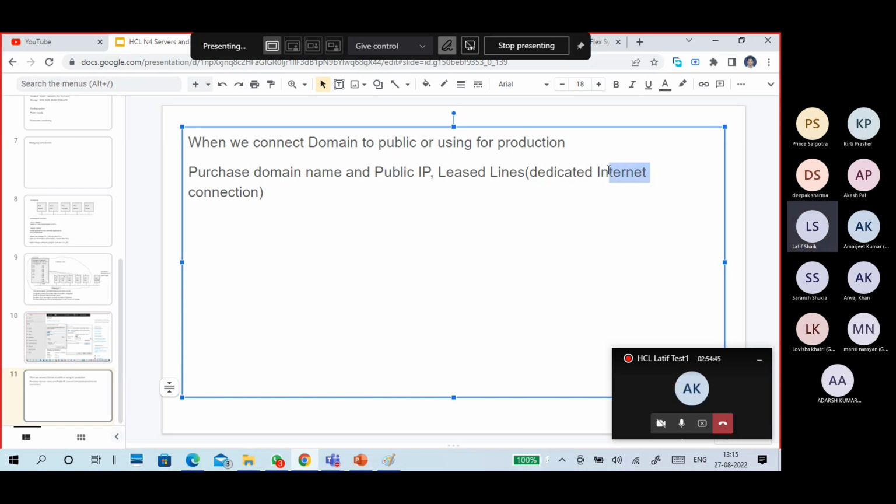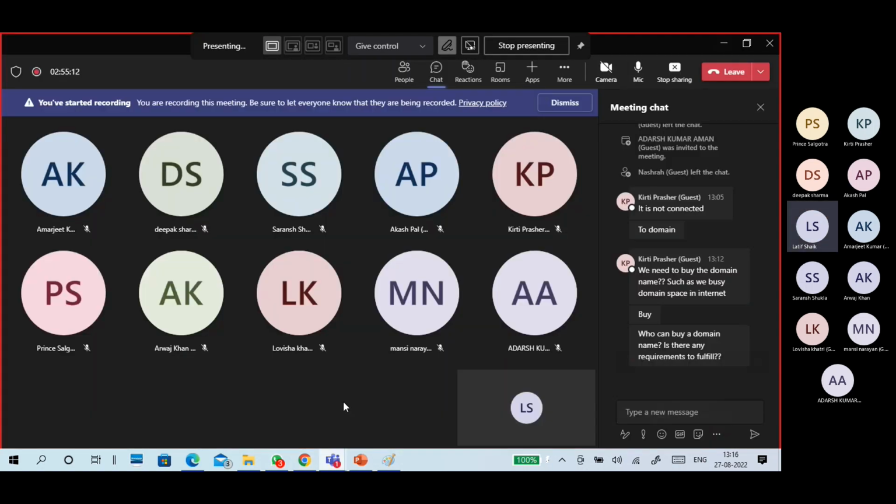Why did I put network or internet? To understand what a leased line is. With leased lines, you are connecting directly to the ISP without using any broadband. Leased lines are different from broadband. We are using a broadband internet connection.